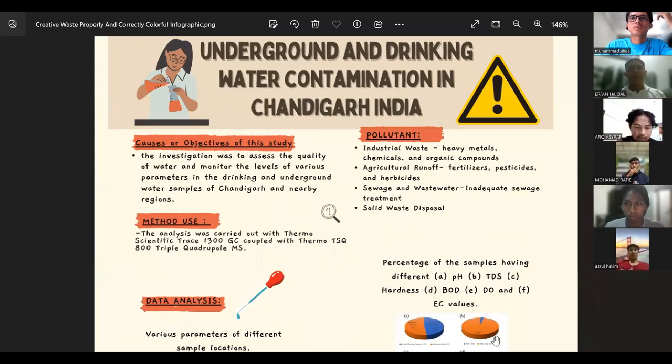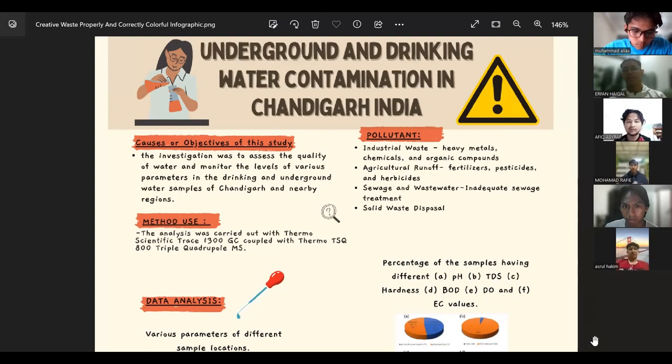Assalamualaikum. Today we are going to present a case study about underground and drinking water contamination in Chandigarh, India. The main objective of this case study is to investigate the quality of water and monitor the level of various parameters in the drinking and underground water samples of Chandigarh and the nearby region. The method used in this investigation is Thermo Scientific TRACE 1300 GC, or gas chromatography, coupled with Thermo TSQ 8000 triple quadrupole MS.